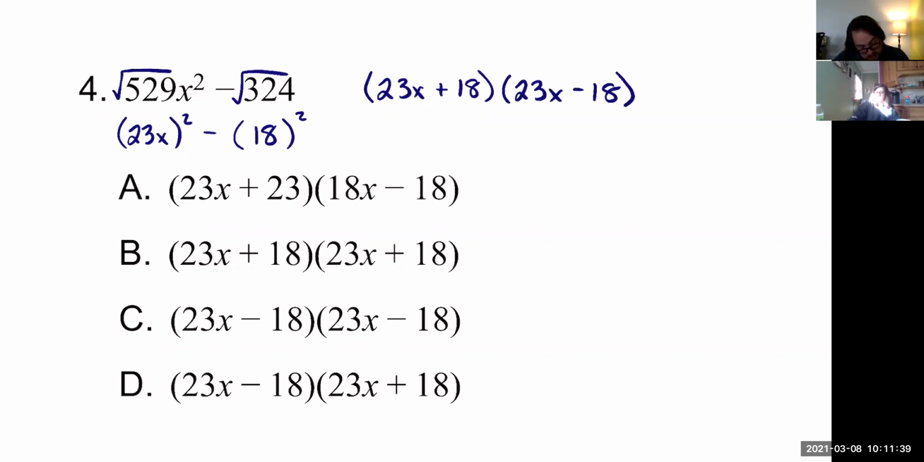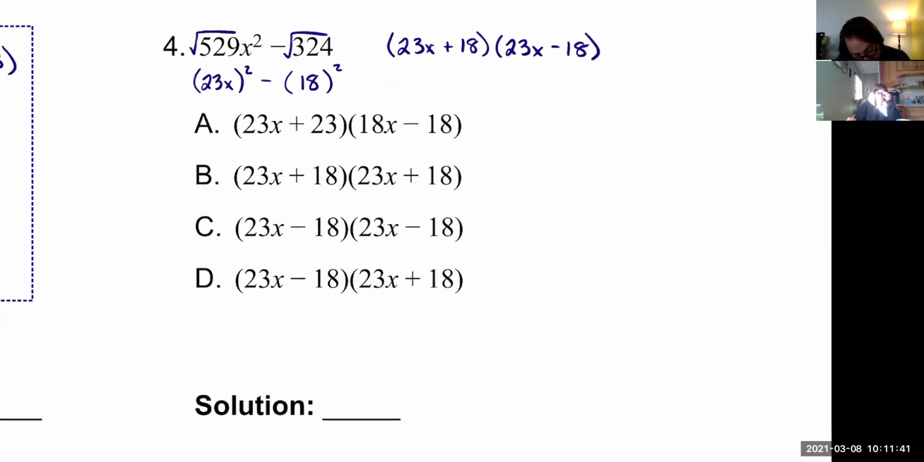Which I don't see one exactly in that order, but Leanna is telling me that D does at least have those two binomials just in the reversed order. So D would be my answer there.